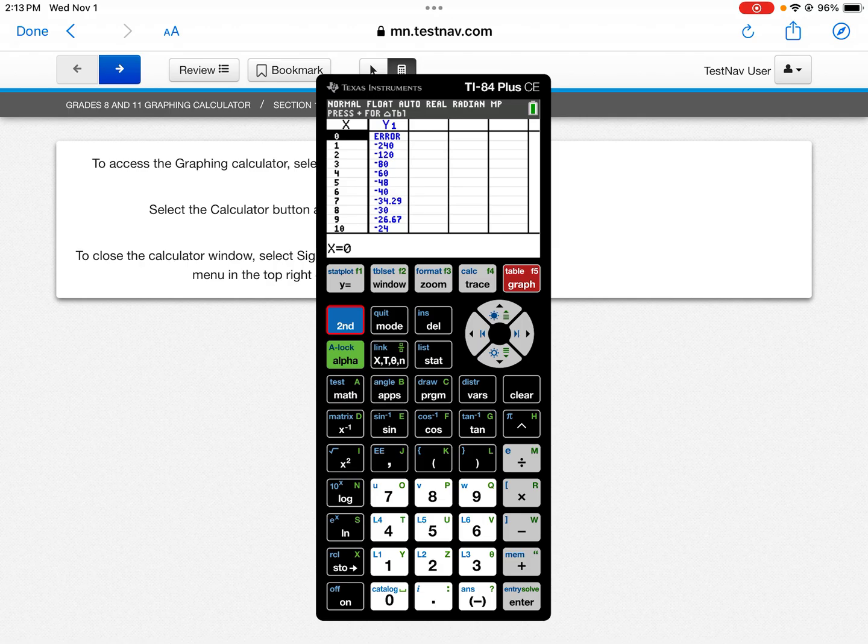There's the list I just made: 1, 240, 2, 120, 380, 460, 548, 640, 830, 10, negative 24. For some reason it's stuck. Okay, but there's your list.